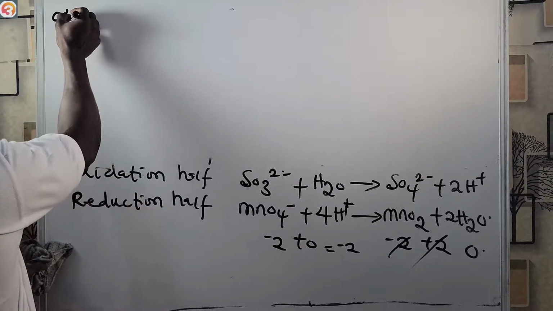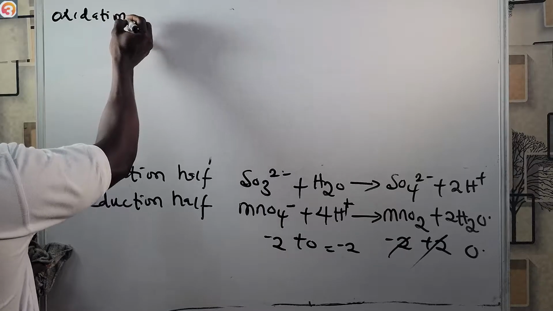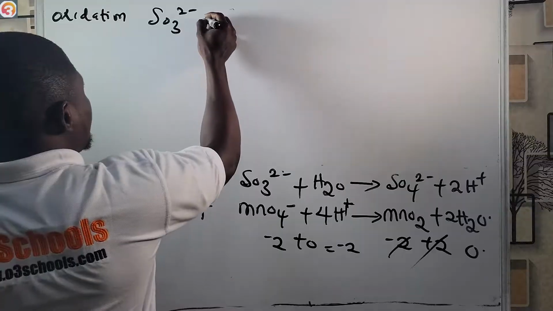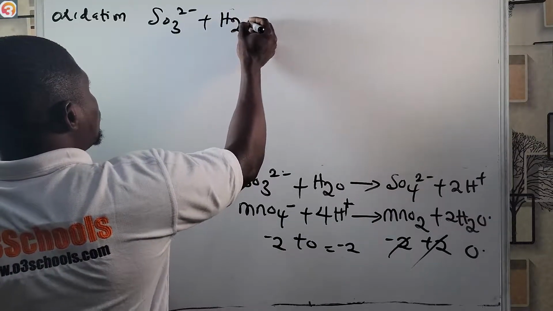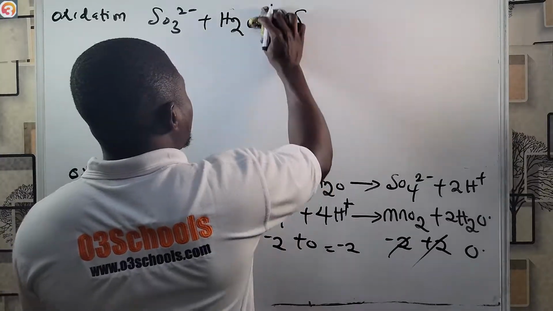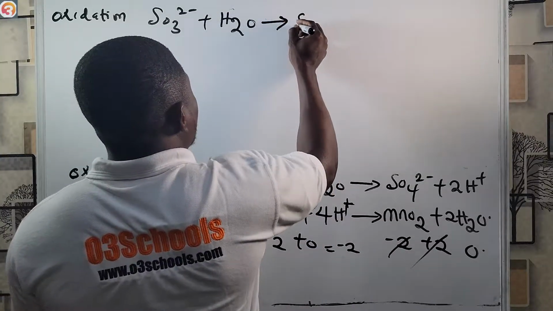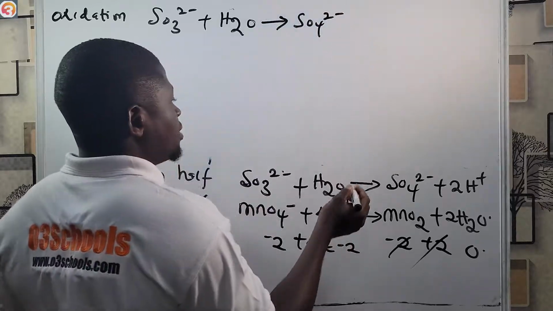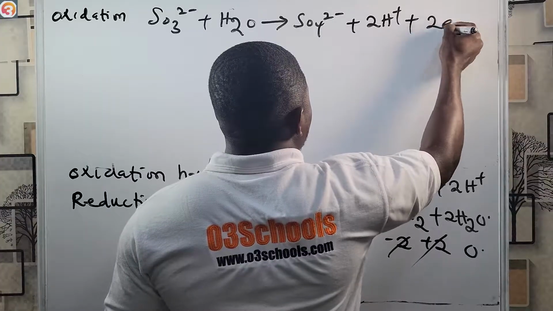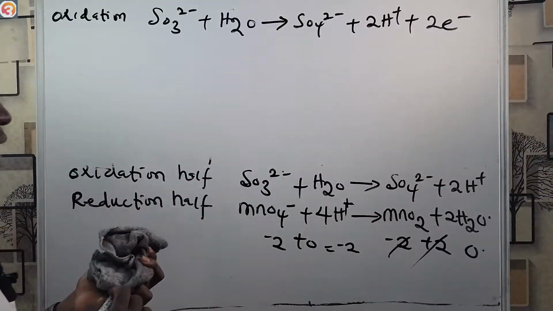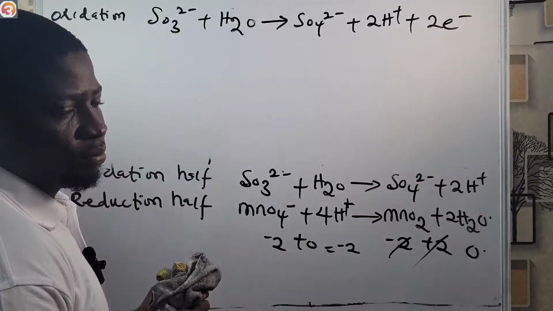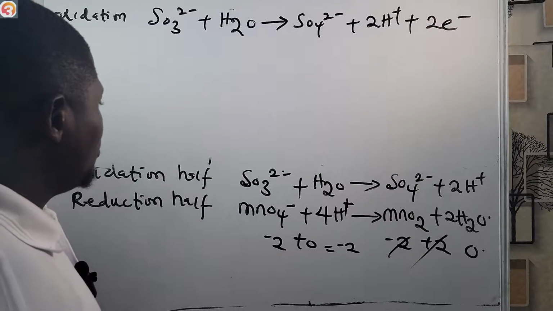So for the oxidation, we're going to have SO3 2- plus H2O equals SO4 2- plus 2H plus, then plus 2 electrons to balance it. So now you have a -2 here. You have a charge of -2 here total. Okay. Now let's see what's next.